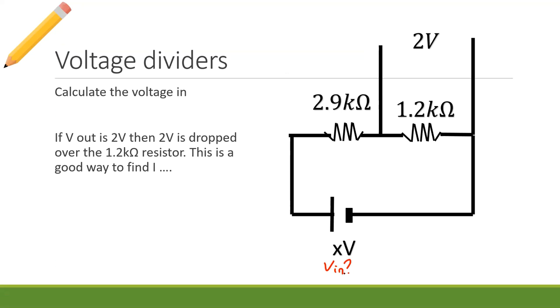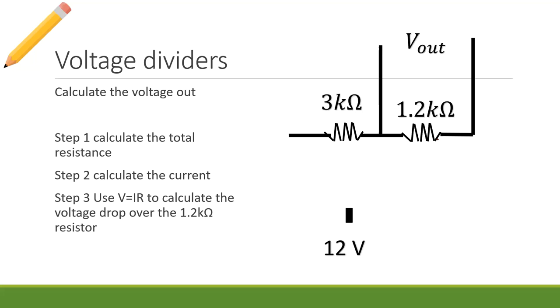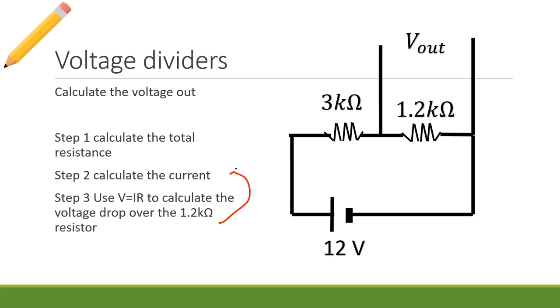I pretty much say how to do it. If Vout is 2 volts, then 2 volts is dropped over the 1.2 kilo-ohm resistor. That's true. That means that this must be 2 volts. And I can actually just pretty much use these same steps, but go backwards. Now that I know that this is 2 volts, let's use that to find the current. Okay.